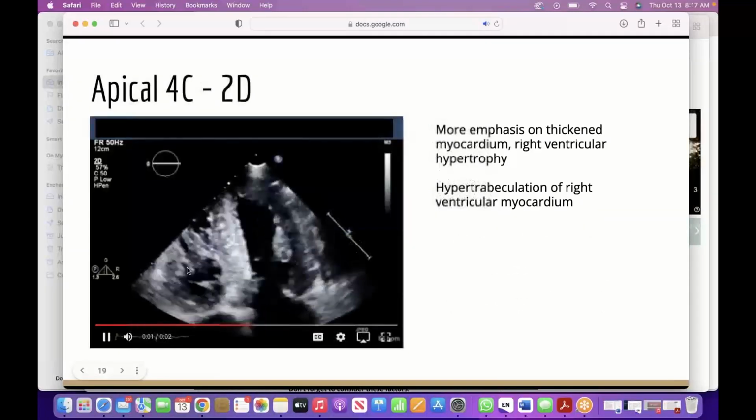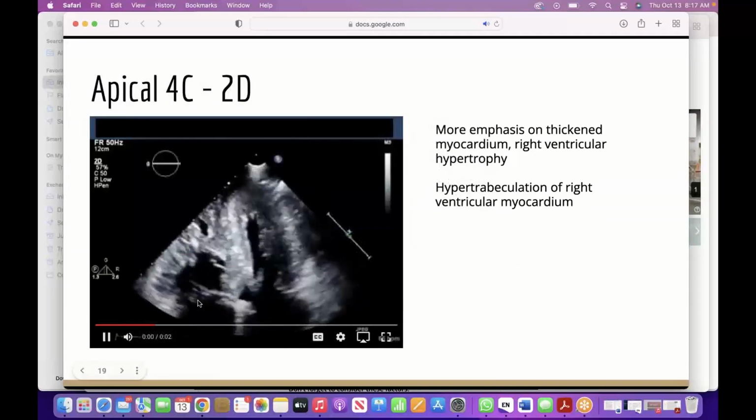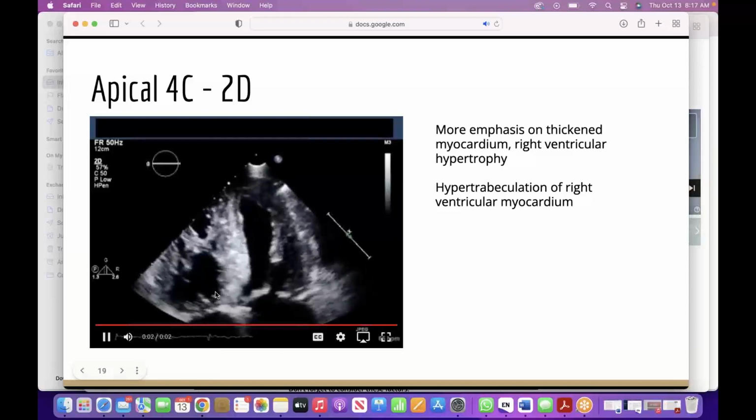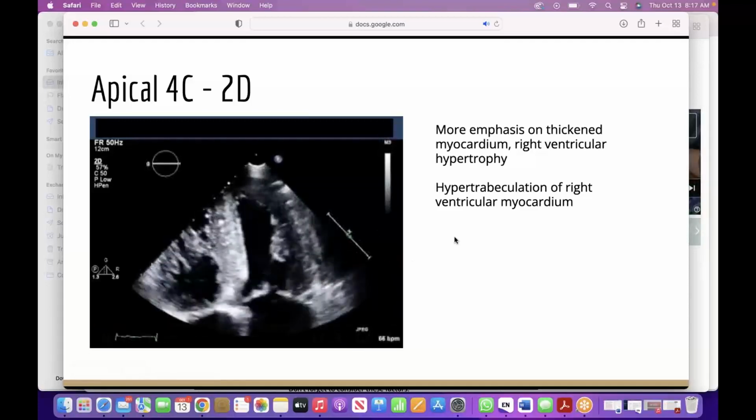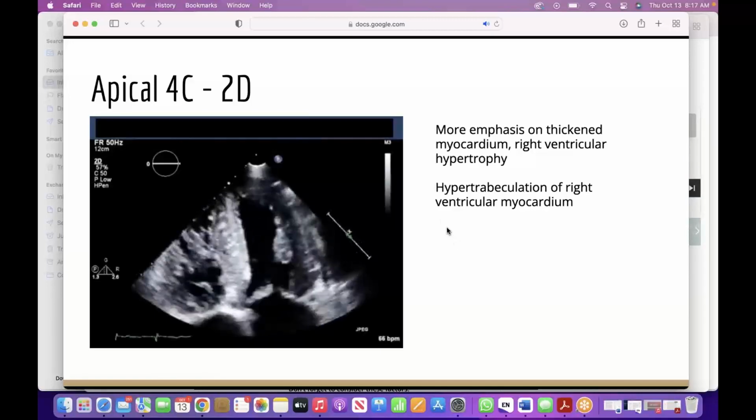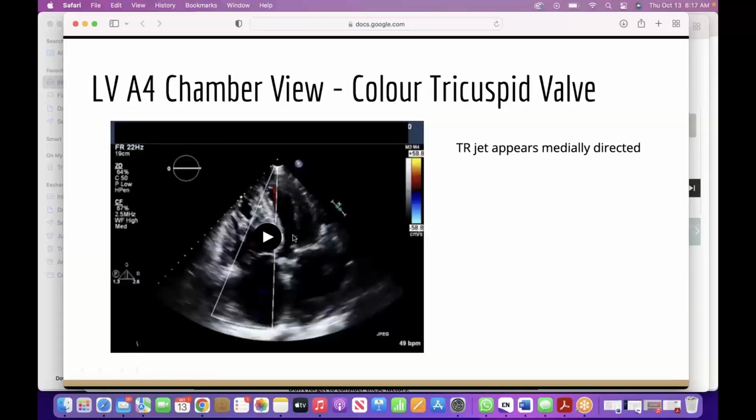This is a zoomed-in view of the right ventricle, again showing preserved systolic function, dilation at the base, 4.3 centimeters, and preserved LV systolic function. Contrast was not given in this case.